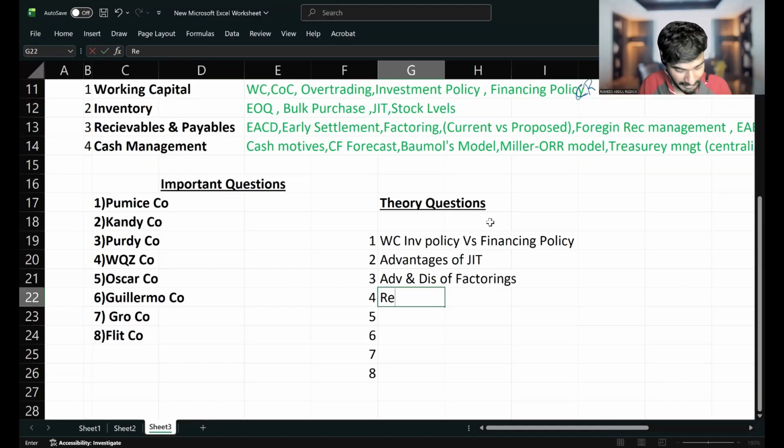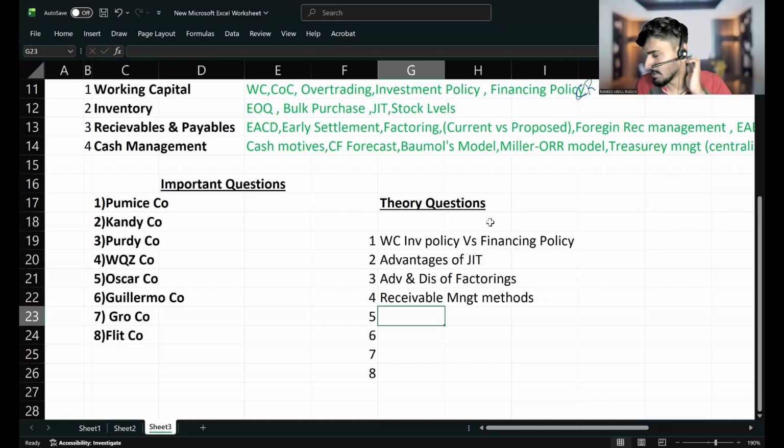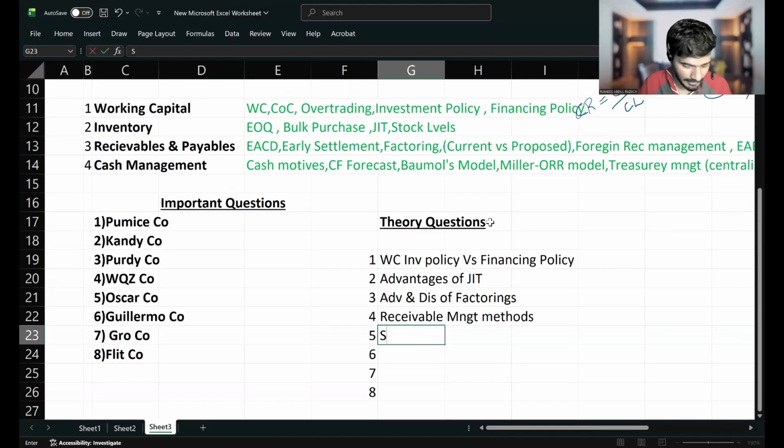Okay, what are the receivable management methods? What are the methods in which you can manage receivables? Then what are the symptoms of overtrading? It cannot be asked as a theory, but they can ask it in order to calculate some ratios, and you have to interpret those ratios concerning the symptoms of overtrading. So you have to learn what the symptoms of overtrading in a company are.